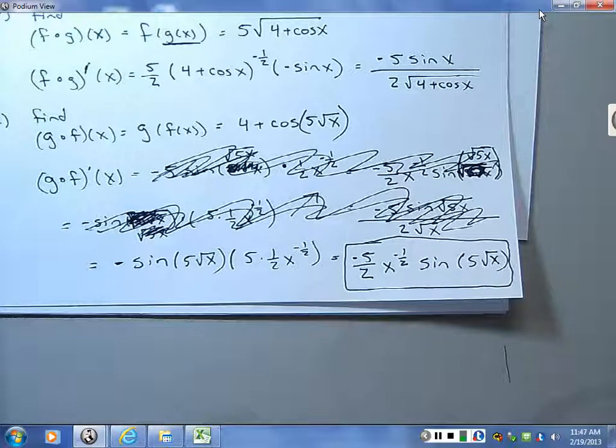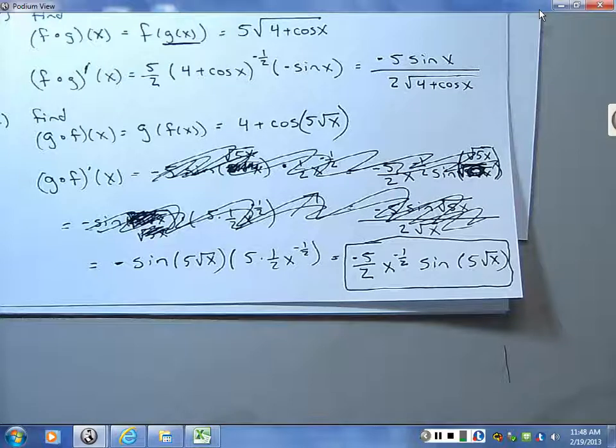Question? So if you took the derivative again, it'd be negative 5 halves x to the negative 1/2, and that'd be one thing. And the sine, you'd have to use the product rule. So you could say, okay, hold this function.